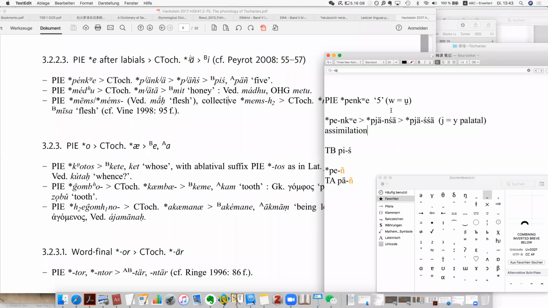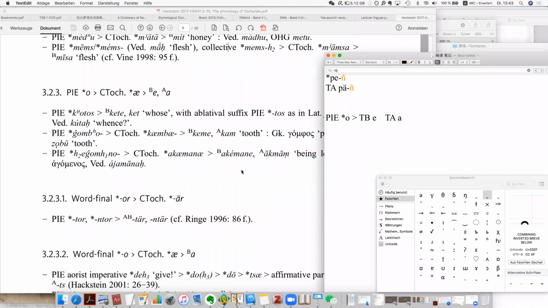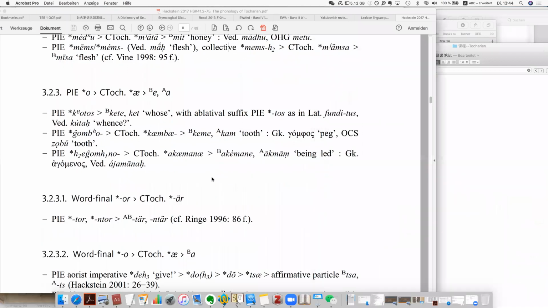And then another sound change is PIE O turns into A in Tocharian A and O turns into R. So this is another very important sound change you have to keep in mind. Okay, and there are different examples, and you can check it here.